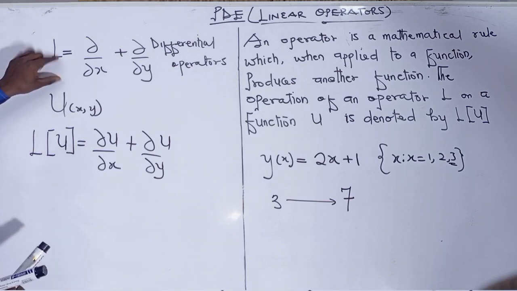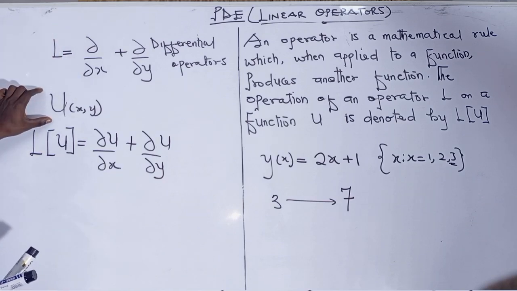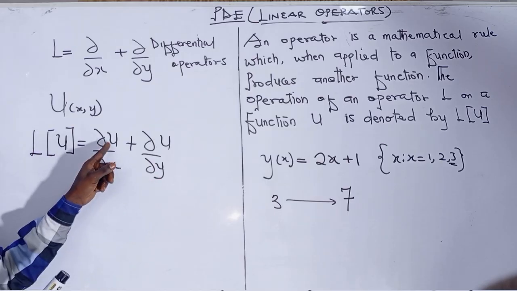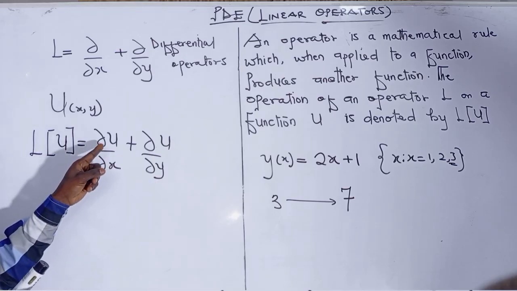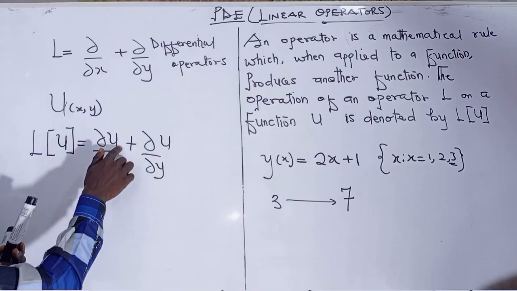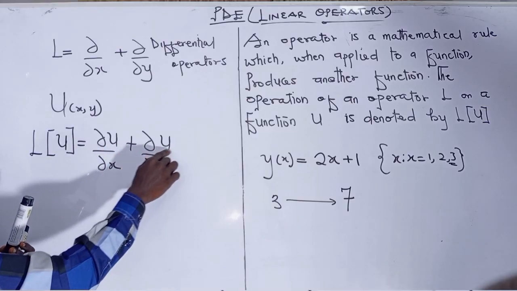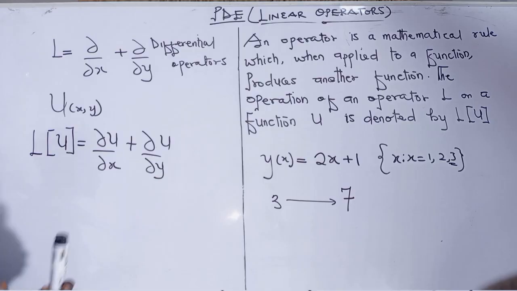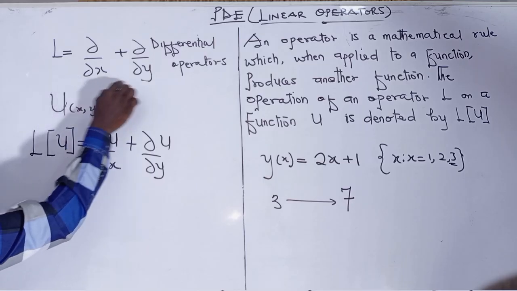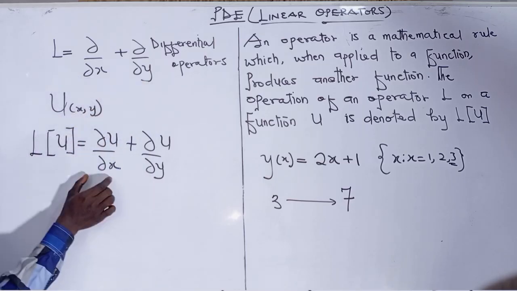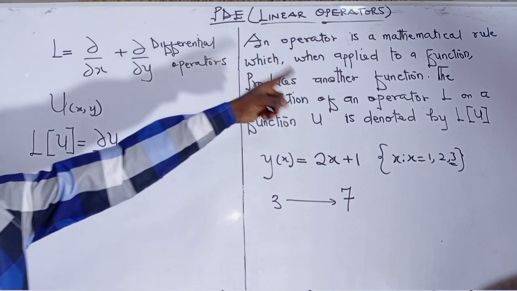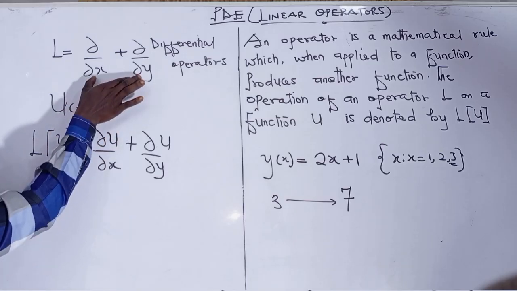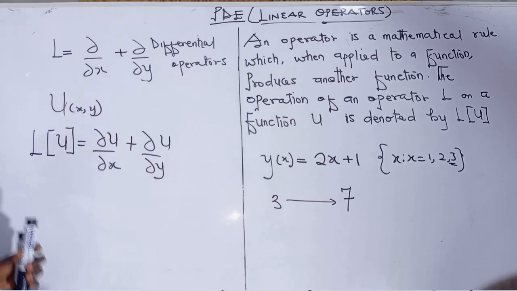So the operator L, which is defined as this, operating on the function u, this is what we are going to get: del u del x plus del u del y, which is the same as the first partial derivative of the function u with respect to x plus the first partial derivative of the function u with respect to y. So you can see that after operating this operator or the rule on this function, we are getting a different function. That is why we are saying that an operator is a rule when applied to a function produces another function.